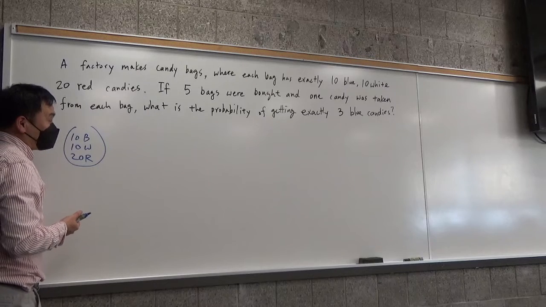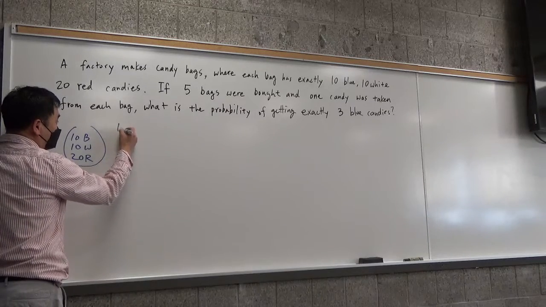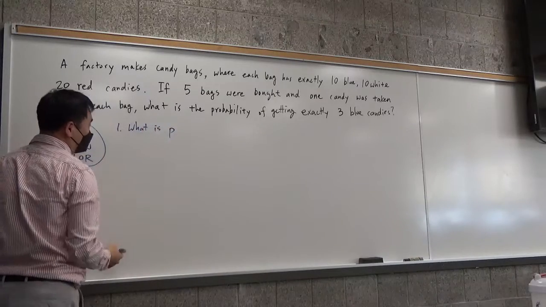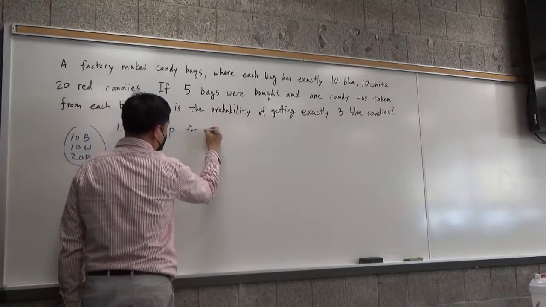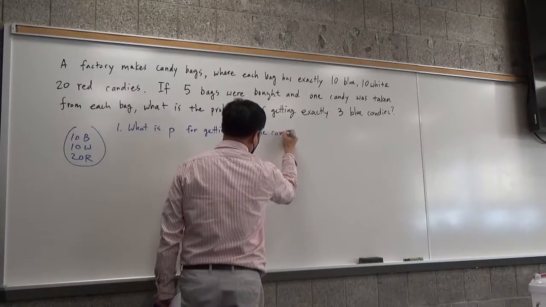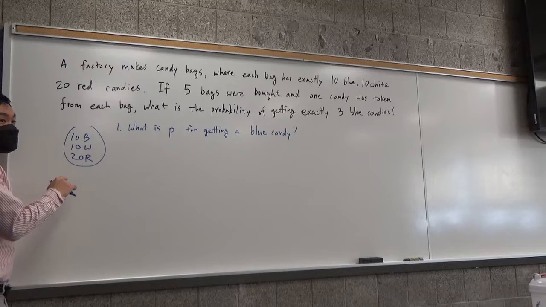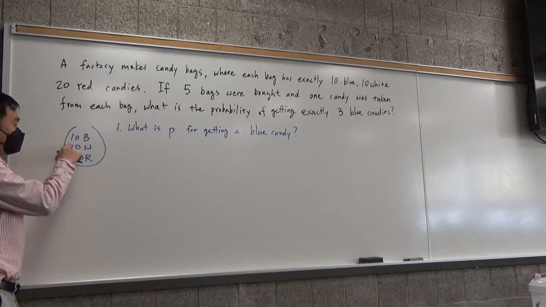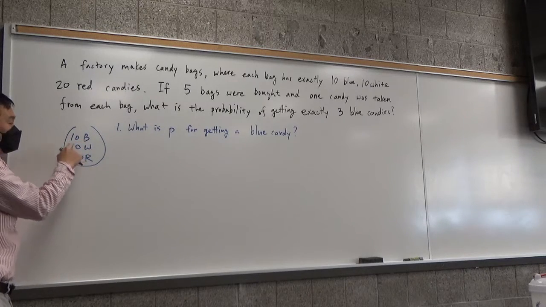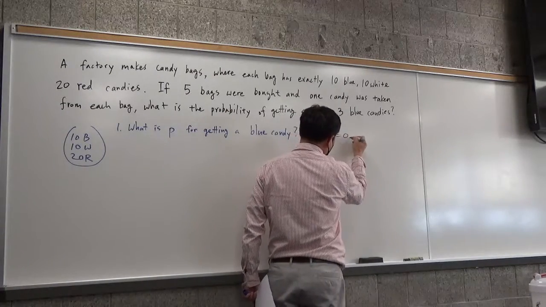So what you want to think about is a series of questions. First, what is the probability P for getting a blue candy? What is it? 0.25. Yeah, it's 0.25 or 1/4 because it's 10, 10, 20, and 10 of them are blue. So it's 10 out of 40. So you know that P is equal to 1/4 or 0.25.